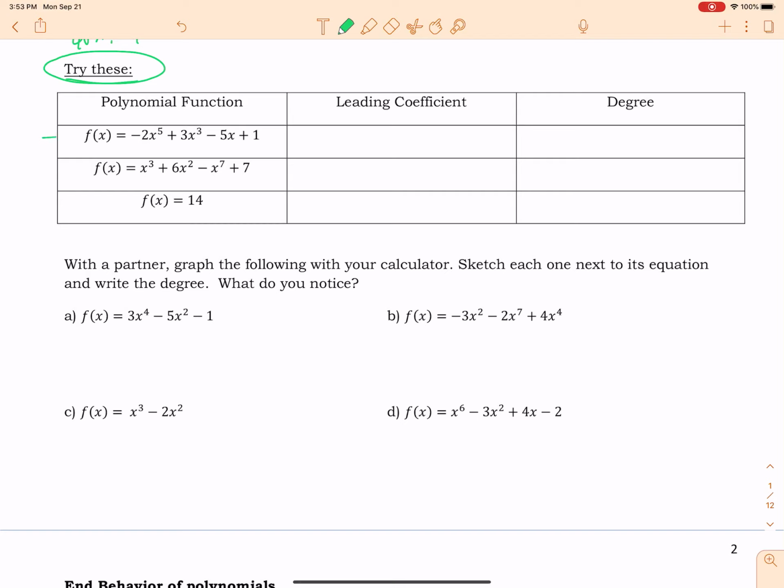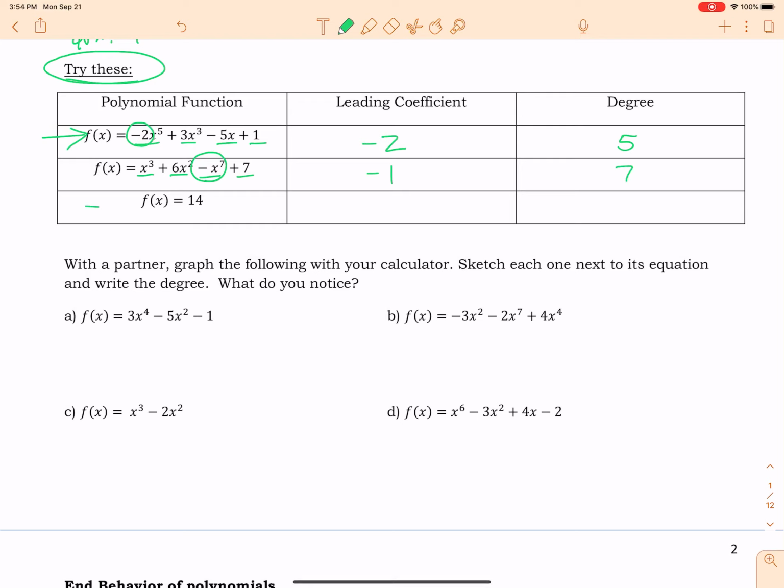Okay, so our leading coefficient. Let's look at this polynomial right here. As you can see, this first term has a degree of 5, this one has a degree of 3, this one a degree of 1, and this one a degree of 0. So my leading coefficient would be the -2, and the degree is 5. In the next one, I've got x to the third, 6x squared, -x to the 7th, and 7. So obviously, my term that holds my degree is going to be the one with the exponent of 7 because it's the biggest one. So my leading coefficient is 1, my degree is 7.